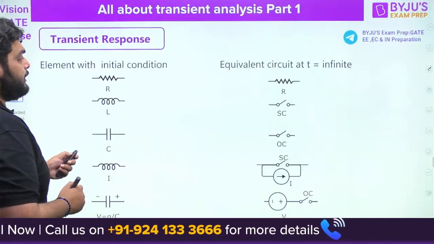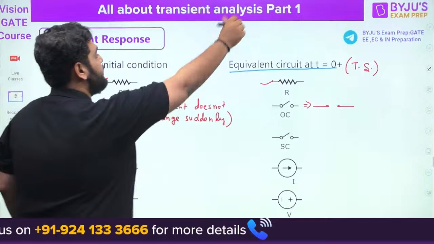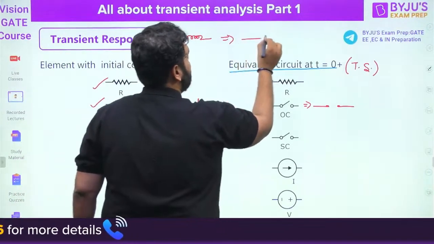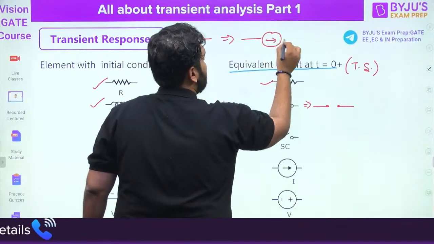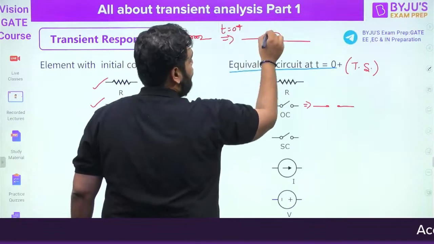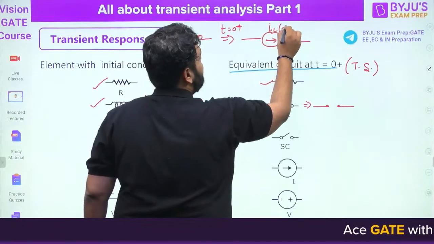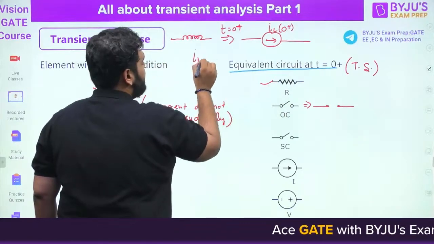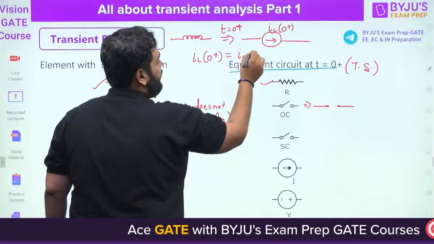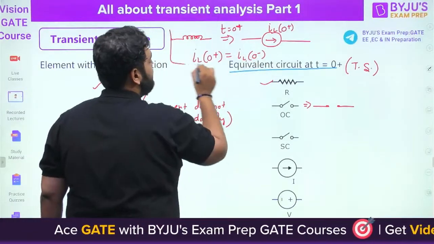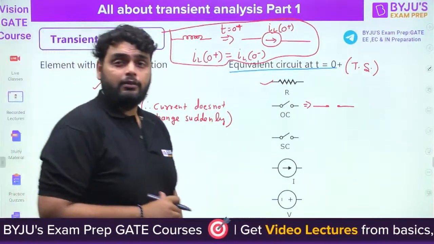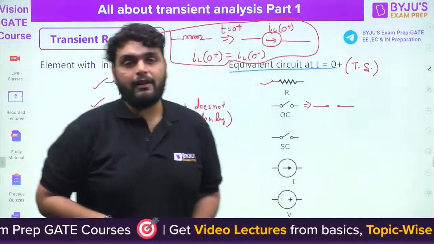You can just remember this also: the inductor acts like a current source at t equal to 0 plus. The magnitude of this current source is the inductor current at t equal to 0 plus, and since a sudden change of current does not happen in the inductor, IL0 plus is equal to IL0 minus. This you should remember. This point is very, very important.